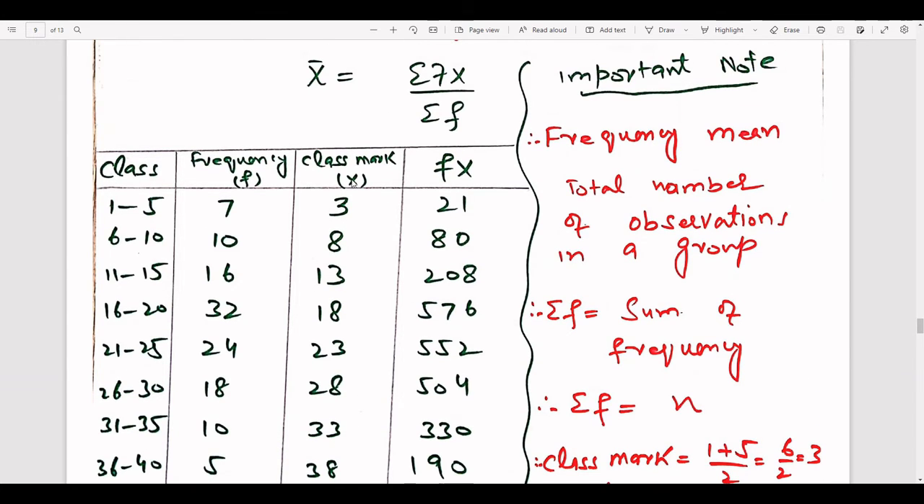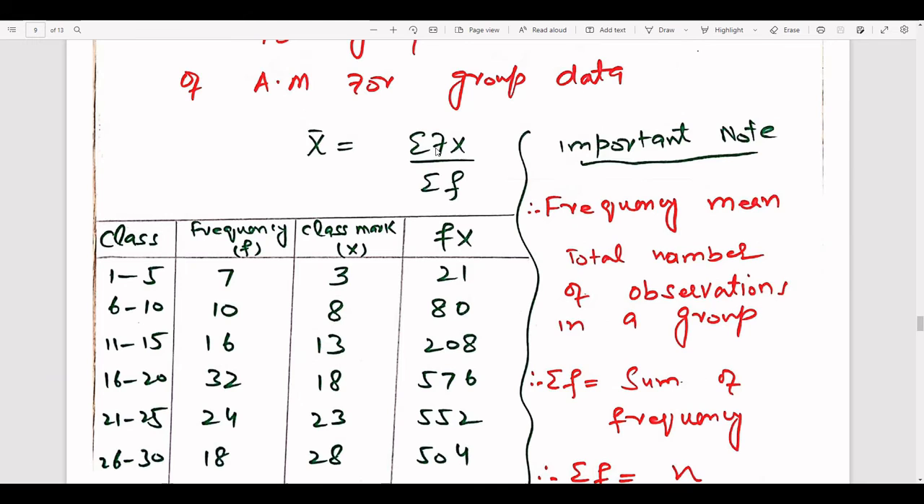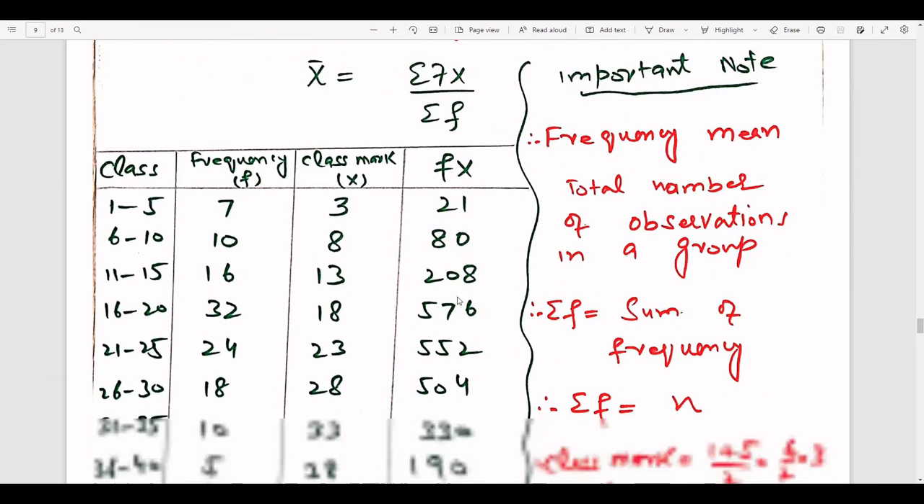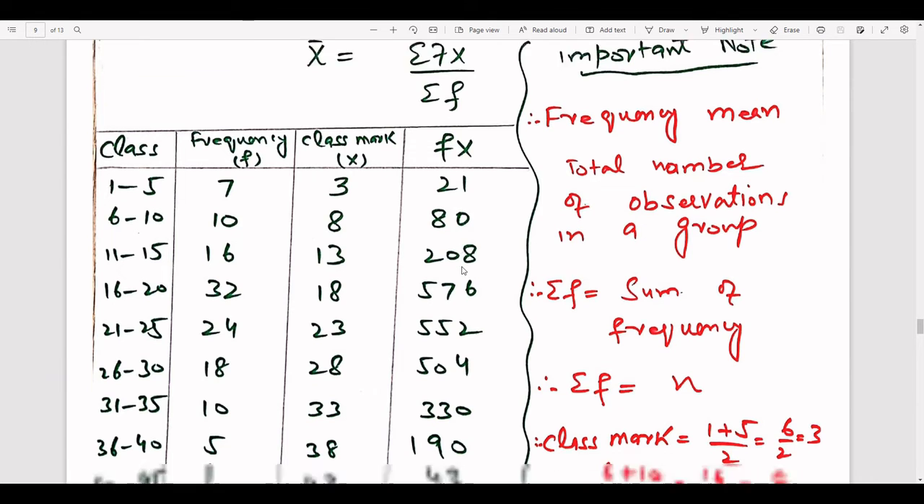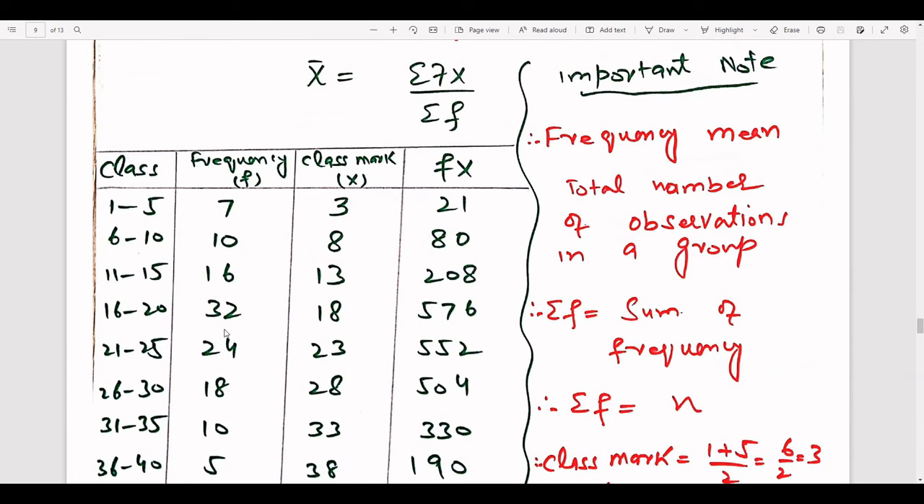So when we multiply f by x: 7 multiplied by 3 is 21, 10 multiplied by 8 is 80, 16 multiplied by 13 is 208, 32 multiplied by 18 is 576, and so on, up to 43 multiplied by 1 is 43. So we get the sum of f x here. First we multiply f with x and then add them up, giving sum of f x equal to 2504, and here is the sum of f.